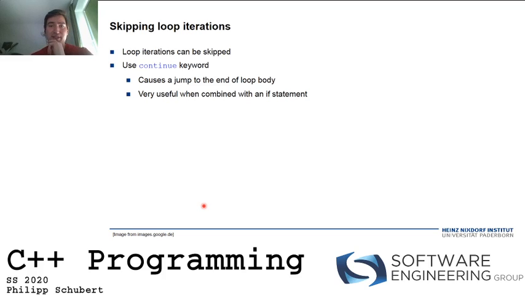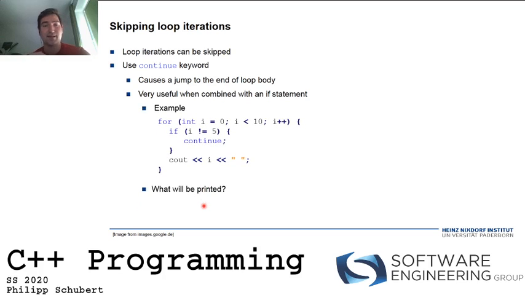It also might be very useful if you combine it with some if statements, depending on the task that you need to solve. Here's an example. You have a for loop which iterates from 0 to 9, so 10 iterations basically. Inside of that loop body, you have an if statement which checks if i is not equal to 5. Then you use the continue keyword as a statement, and that would jump directly to the end of that loop and start all over again, but it would not exit the loop.